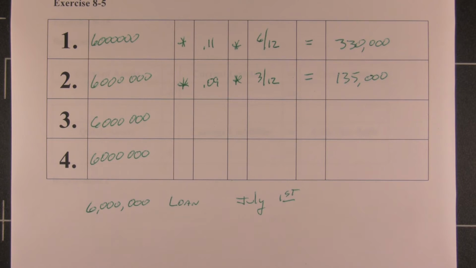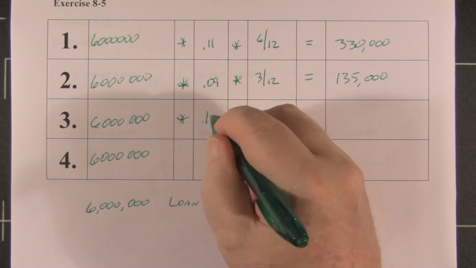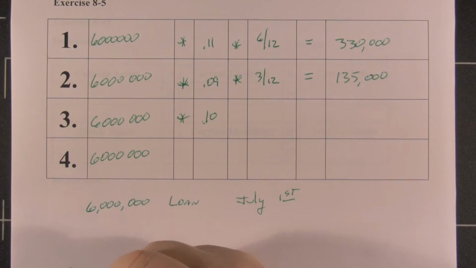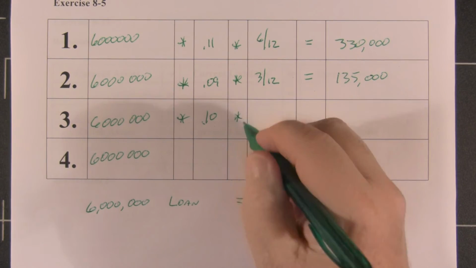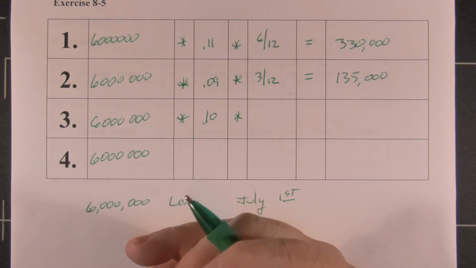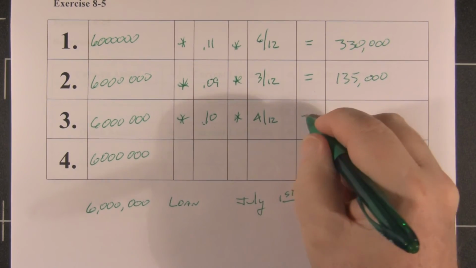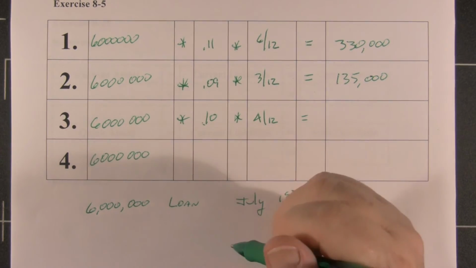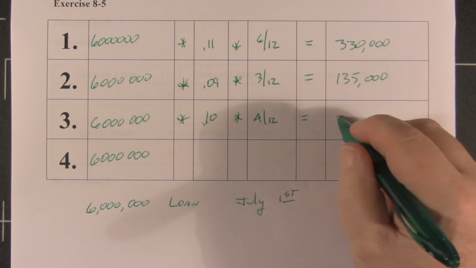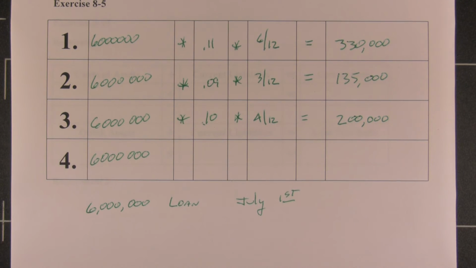And the next scenario, they tell us that it's a 10% note, and the year end is October 30th. So now we have all of July, all of August, all of September, and all of October. So that's 4/12. So 4/12 times 10% times $6 million is $200,000. And again, that would be the amount of interest earned or the amount of interest expense that occurs.